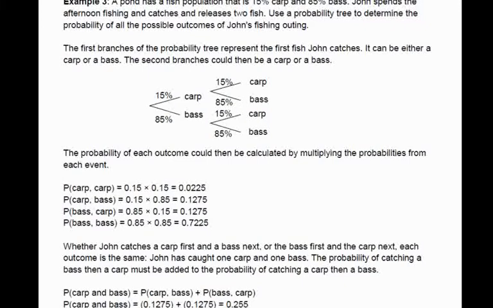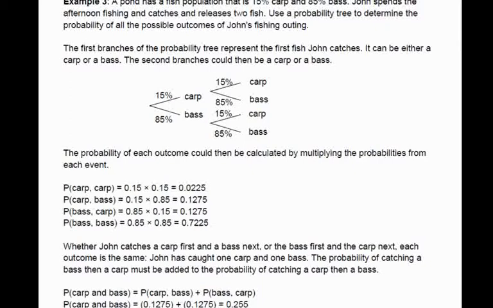probabilities of each event. So the probability of a carp and then a carp, we would multiply the 2 probabilities. So 15% times 15%, and because we have 2 terminating decimals, we can end up with a terminating decimal. So that gives us 2.25%, or 0.0225.